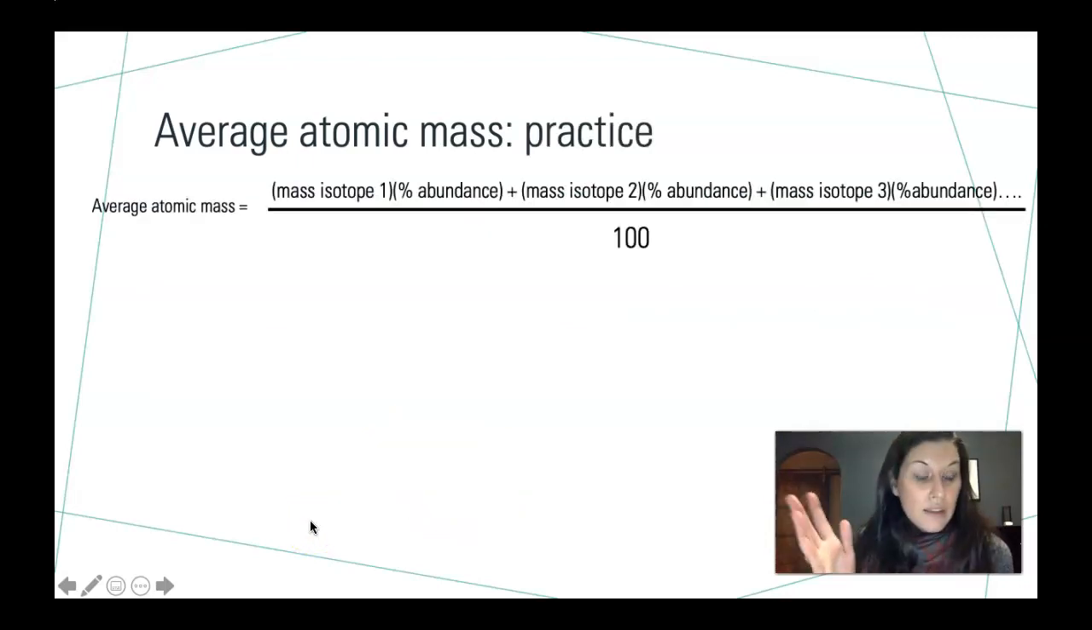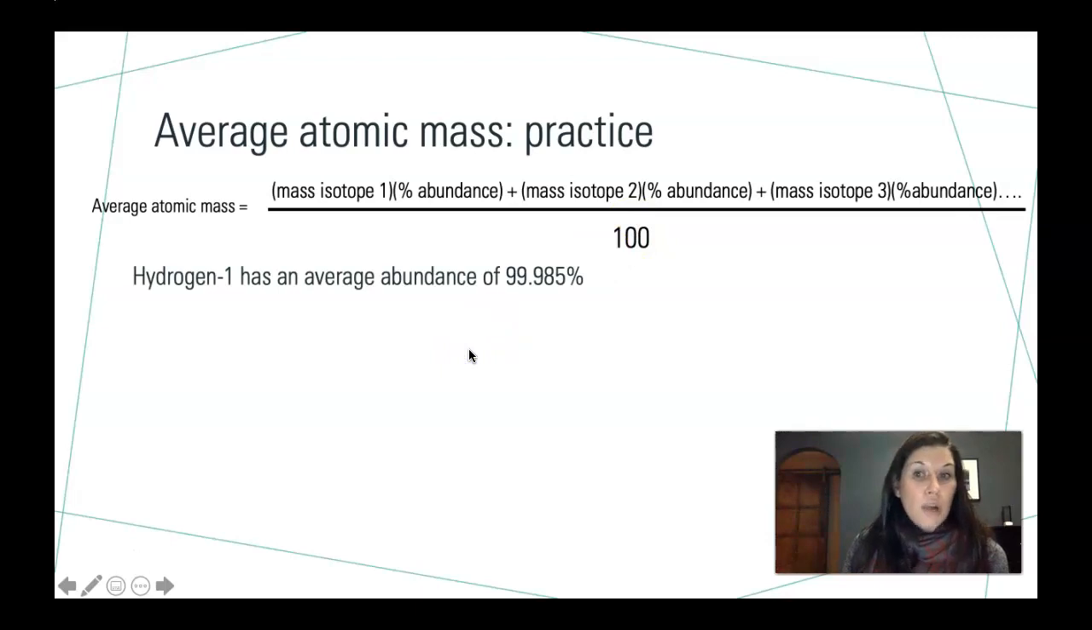Okay, so let's apply this to average atomic mass. It's the exact same principle. The average atomic mass takes the mass of your first isotope multiplied by its relative abundance, plus the mass of the second, times its relative abundance, plus the mass of the third, and so on and so forth. There are some elements that have, I don't know, more than 10 different isotopes out there. Most of them have maybe between 2 and 5. We'll just look at ones that have a maximum of 3. All right, then you'll just divide all of those by 100 to get your average atomic mass.